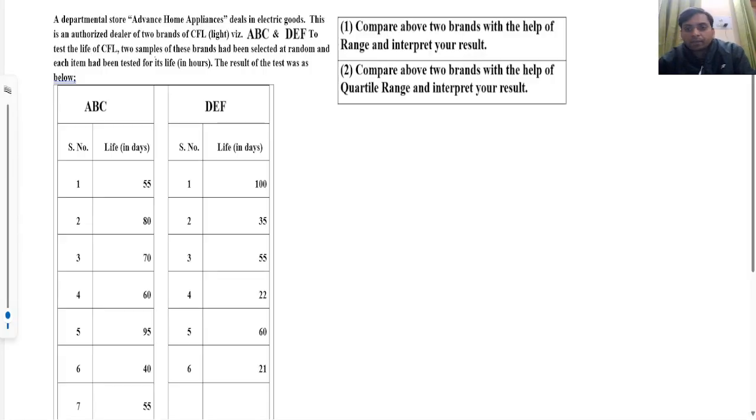Hello everyone. So in this lecture we will see how we can compare two things on the basis of range or quartile range. Especially in this lecture we will see on the basis of range. So we have one case study.